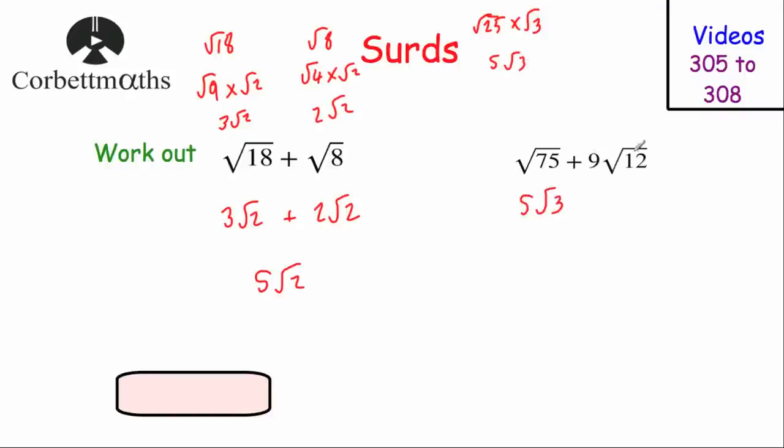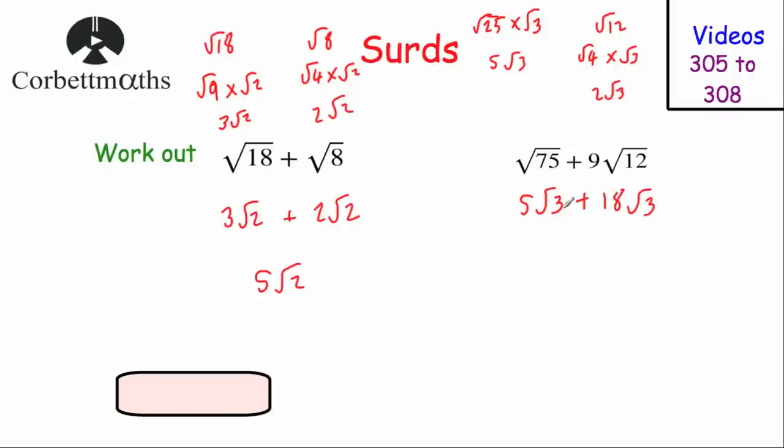And then in terms of our 9 root 12, let's deal with our root 12 to begin with. So root 12 would be, well, the biggest square number we can divide 12 by would be 4. So that'd be root 4 multiplied by root 3. And the square root of 4 is 2, so that'd be 2 root 3. And here we didn't just have our root 12, we had 9 root 12, so that means 9 lots of root 12. So we're going to multiply the number 2 by 9, so that'll be 18 root 3.